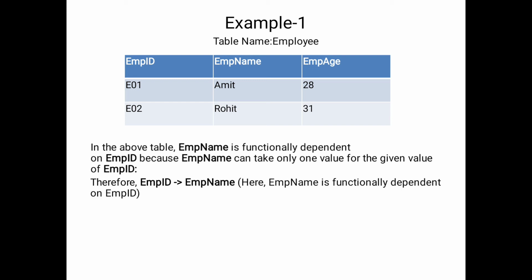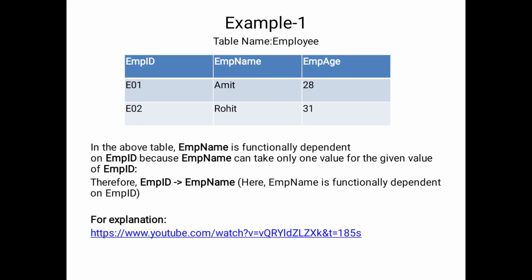Here employee name is fully functionally dependent on employee ID. So here employee name is dependent on the employee ID. Suppose, what is the name of employee ID 01? Amit. Here employee ID implies employee age also, correct, no problem, because in the employee ID we maintain unique information. If you want more explanation, please go through my previous video; the video link is also provided.